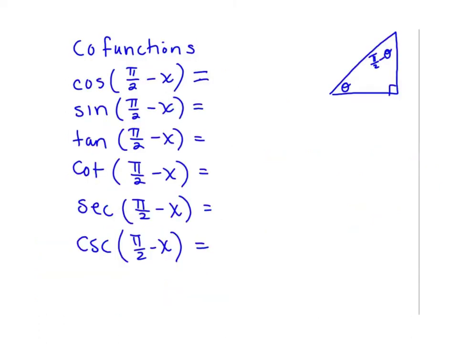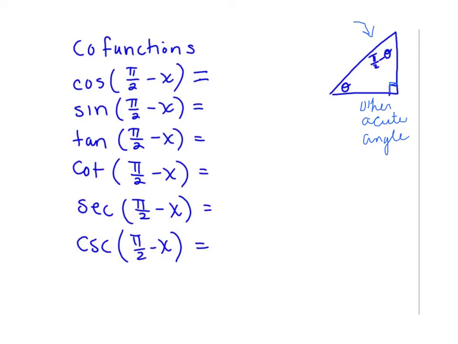Here's a quick review of the co-functions, remembering that if they're written this way, the angle pi over 2 minus x is just the other acute angle in a right triangle. It's the other one. Not theta, but the other one. And remember, this third one right here is the right angle. And so we're talking about the acute angle.